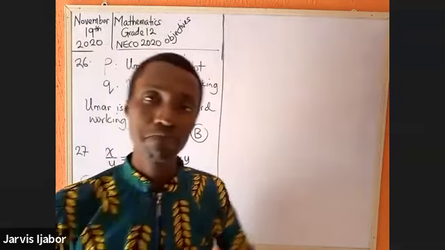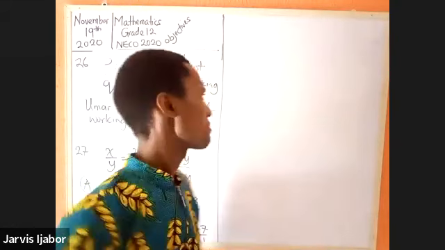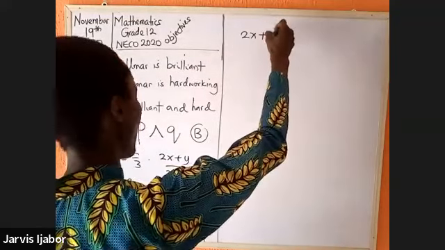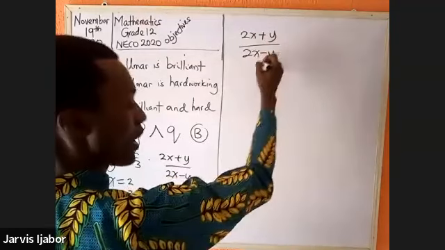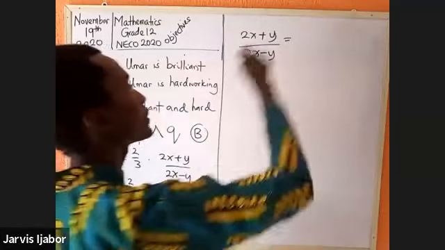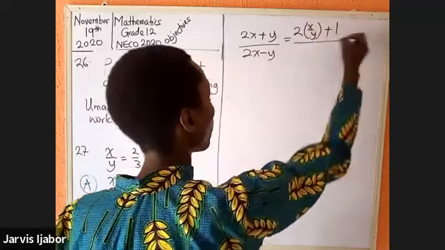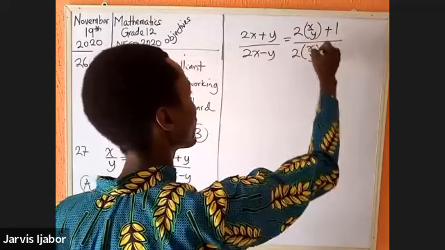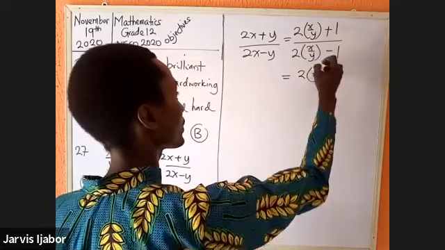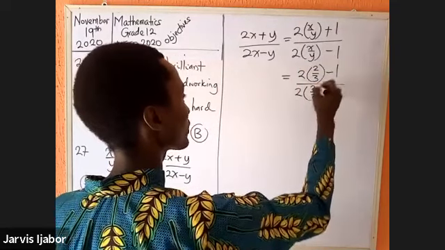When I handle algebraic fractions, there's another approach I use to solve this. Maybe we should test that. I have 2x plus y over 2x minus y. This will mean I divide each of the components by y. So this will give me 2 into x over y plus 1 over 2 into x over y minus 1. This gives me 2 into 2 over 3 plus 1 over 2 into 2 over 3 minus 1.